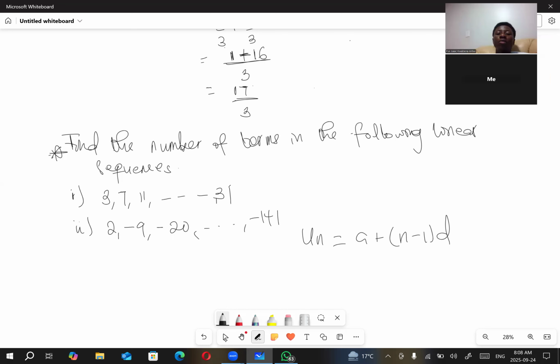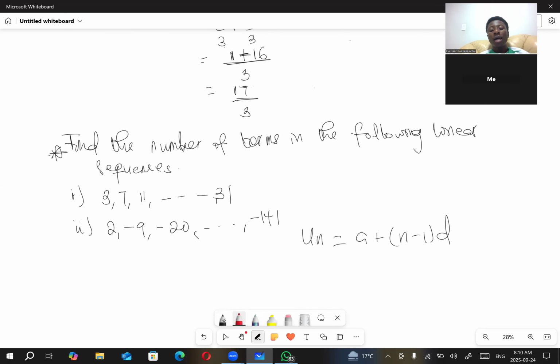Let me know when you're done. Go ahead, read the question to me. Find the number of terms in the following linear sequence. Okay, so the question is asking you to find the number of terms, right? We've given you the beginning, dot dot dot means there are numbers in between, and we've given you the end. So find the number of terms.